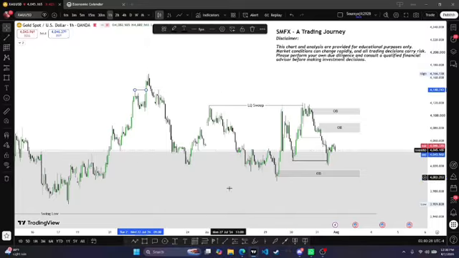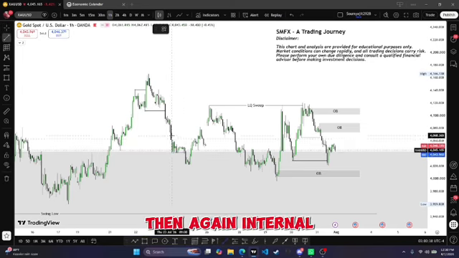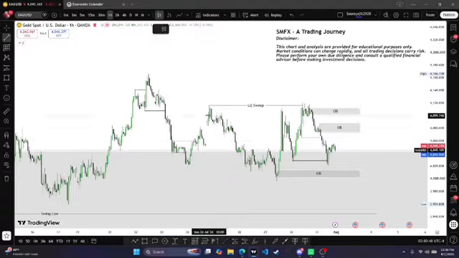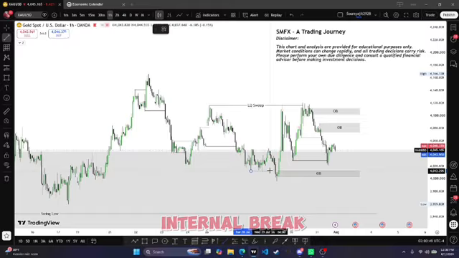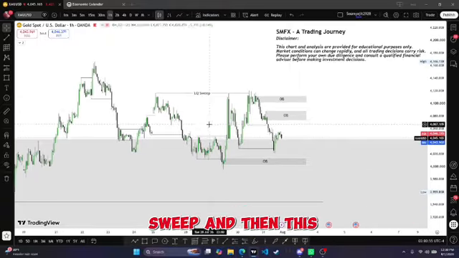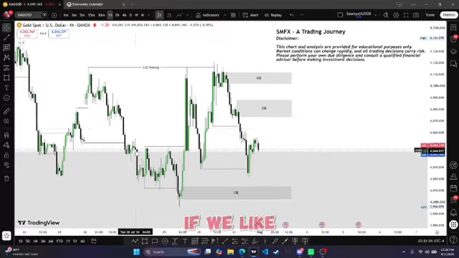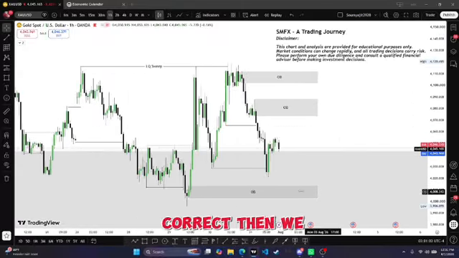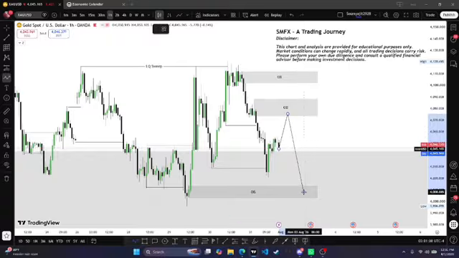This is an internal break, then internal shift, then again internal break, then again internal shift, internal break, then internal shift, and then again internal break, internal shift, internal sweep, and then this was the last break. So pretty much we are bearish for now, if whatever I have tried here is correct. So I would like to see something like this happen.